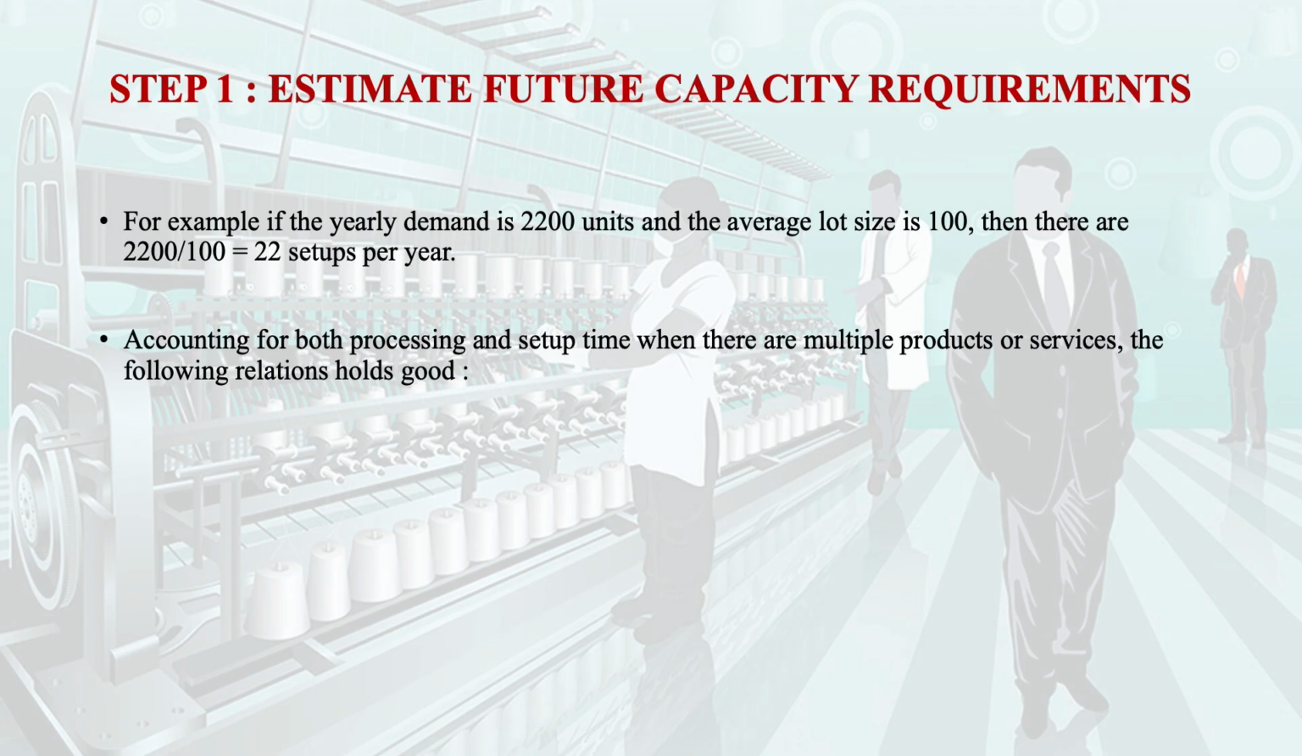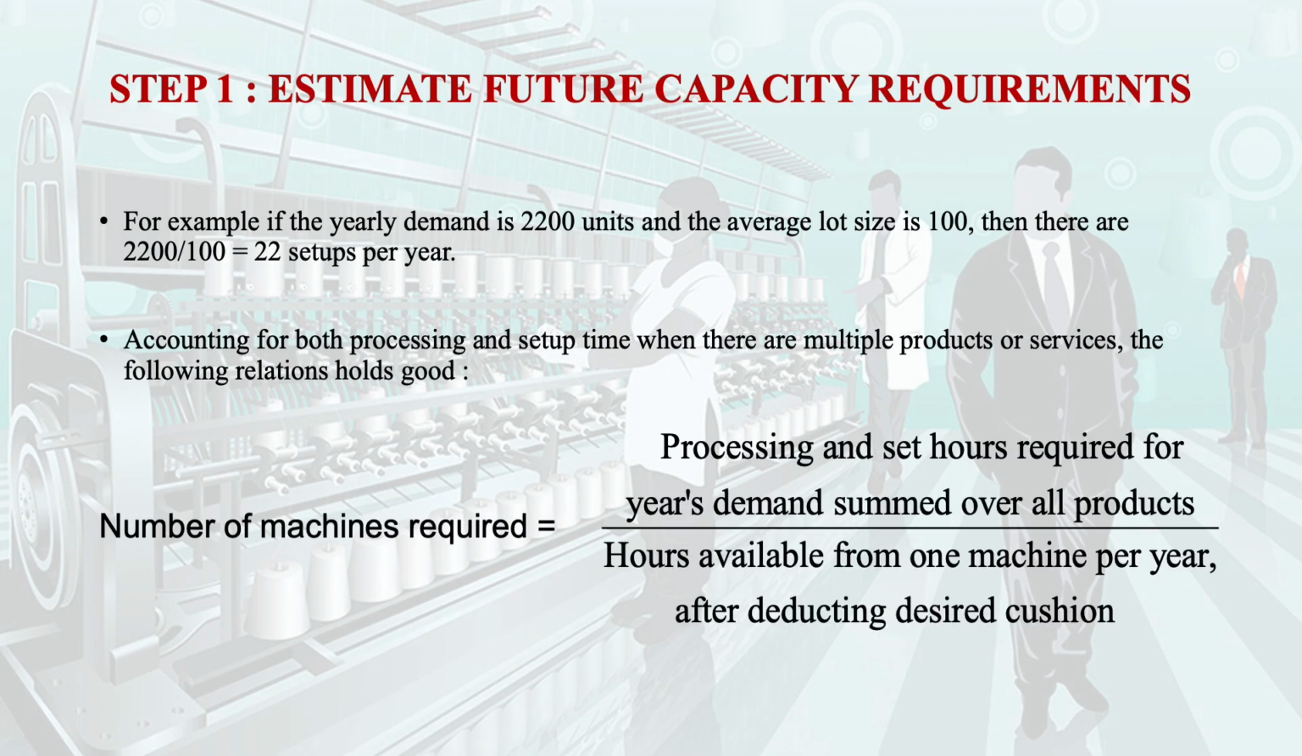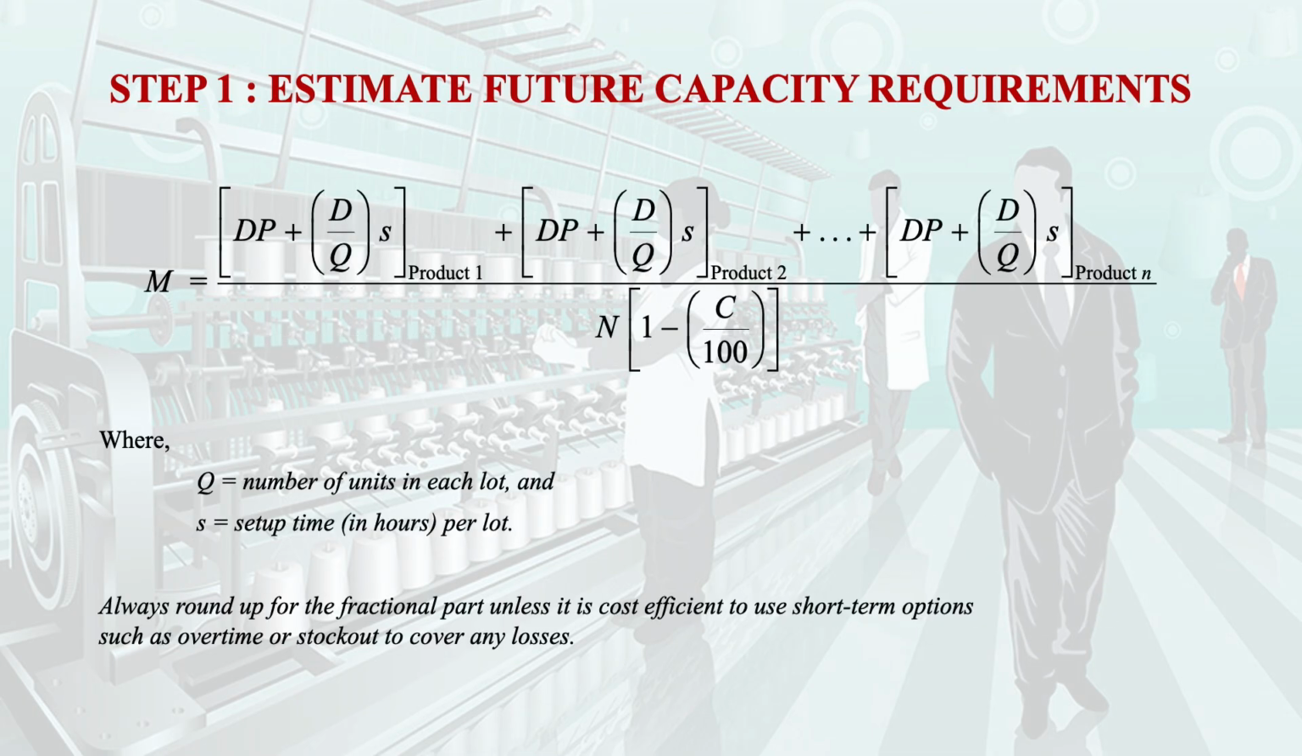When there are multiple products or services, we have one relation you will see in the next slide. That will give you the number of machines. Here we give due consideration to the setup time, that is, processing and setup hours required divided by the hours available. That gives the mathematical equation, where Q is the number of units in each lot and S is the setup time.